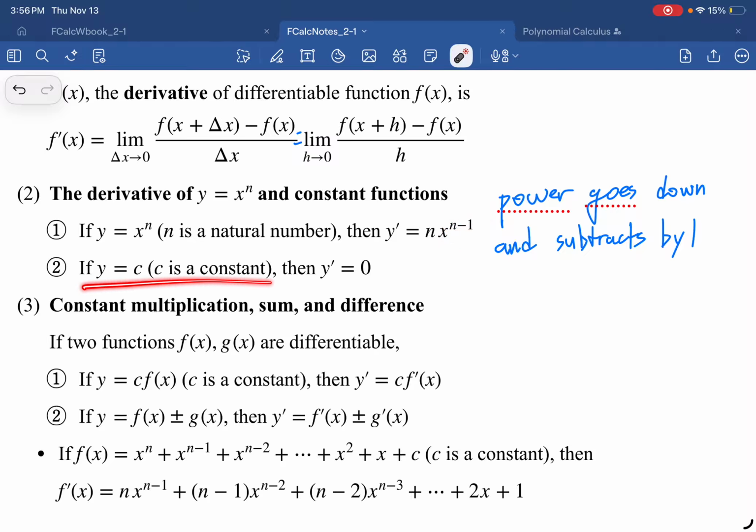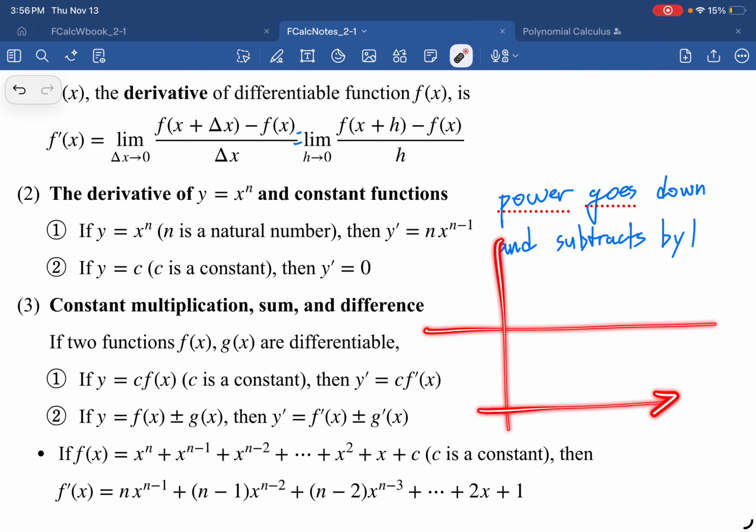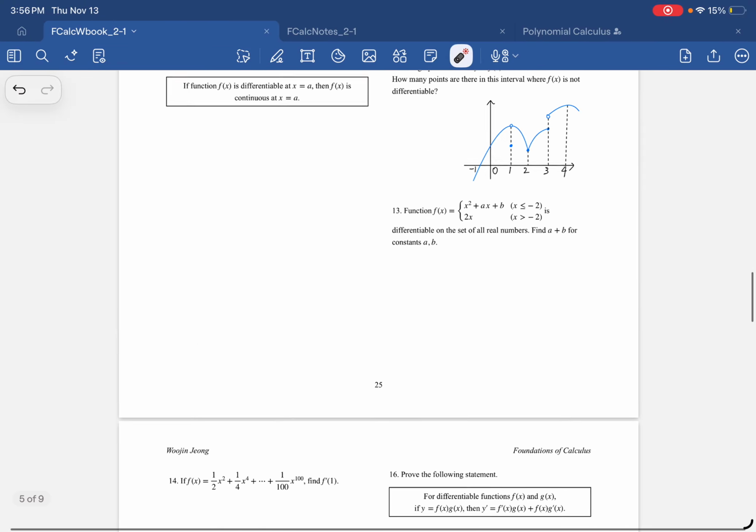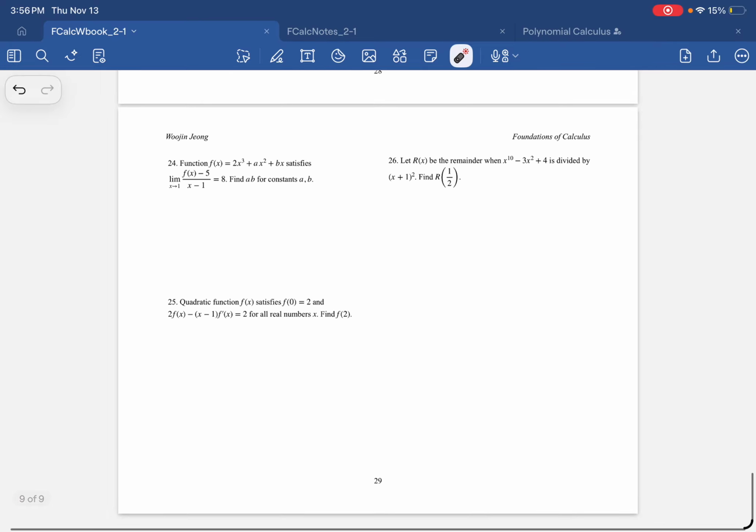If y equals c is a constant, then y prime equals 0. So the derivative of a constant function, remember it's just a flat line in the xy plane, you would expect to be 0, right? Because if you choose any 2 points on a flat line, it's always going to have a slope of 0. Okay, in order to prove this, we need to know a couple of things.